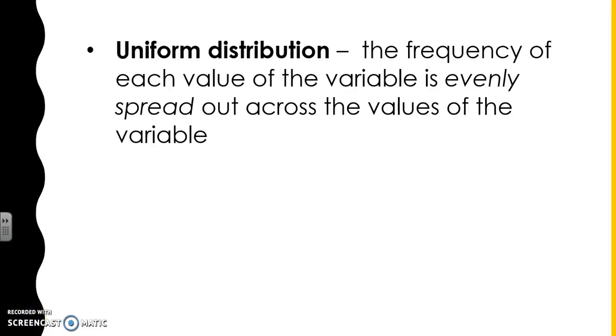Let's look at some shapes of distribution. So the first type we have is called uniform distribution, and that's where the frequency of each value of the variable is evenly spread out across the values of the variable. So this is where we have the frequency is the same for each value.